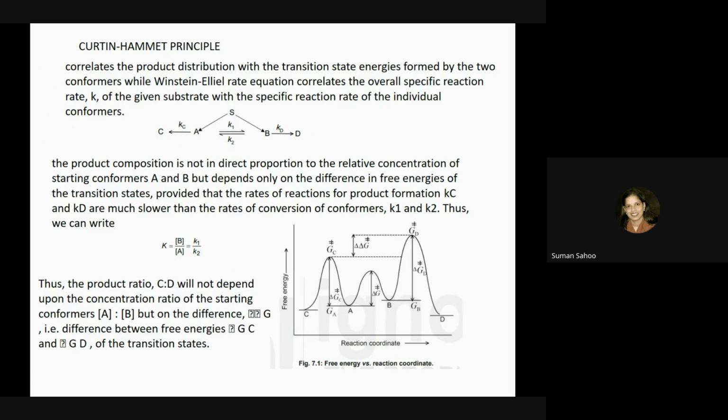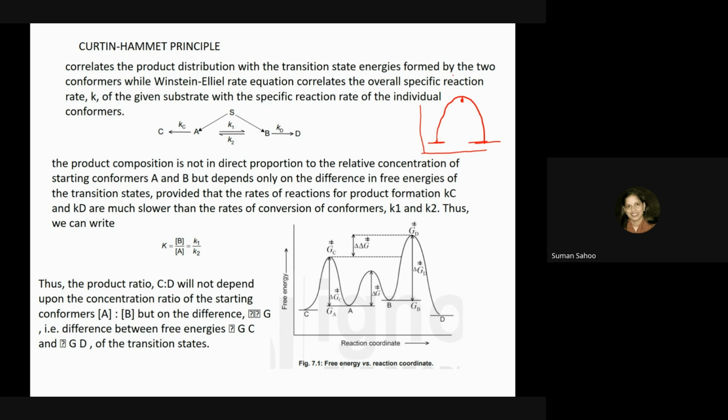Which correlates the product distribution with the transition state energies. What is this transition state? In the next class, I will go into it. But whenever we do a reaction from reactant, we go to a product. That involves a lot of bond breaking, and the path from reactant to product must pass through an energy maxima. That is known as your transition state. It just passes through that energy maxima.